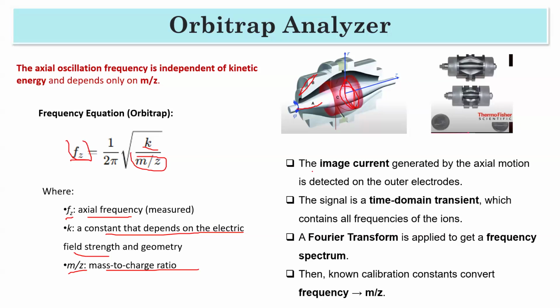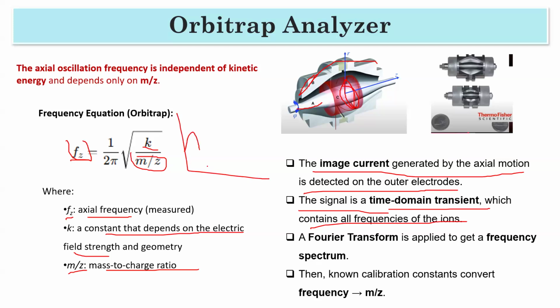So the image current will be generated by the axial motion, which will be detected on the outer electrode. As I told in FTICR also, the signal is a time domain transient, which contains all the frequencies of the ions. It will look something like this. Not only one ion, there will be many ions, and we can transform this using Fourier transform, FT, and get a mass spectrum just like NMR. You can get different masses, and they will have different m by z.